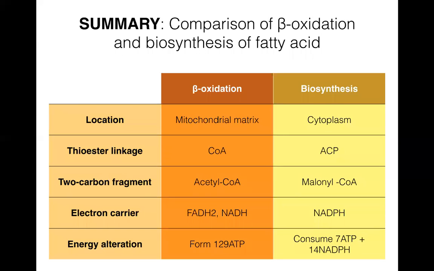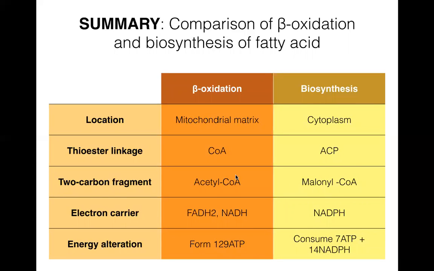Let's end the discussion by comparing beta oxidation and biosynthesis in terms of location, tri-ester linkage, the 2 carbon fragments that are generated, the electron carrier, and energy alteration. Like what we have discussed, beta oxidation takes place in the mitochondrial matrix of liver and skeletal muscle, whereas biosynthesis takes place in the cytoplasm of the liver, adipose tissue, and mammary gland of lactating women. What about the tri-ester linkage? Fatty acid is linked to COASH, whereas in biosynthesis, malonyl-CoA is linked to acyl carrier protein, part of fatty acid synthase.